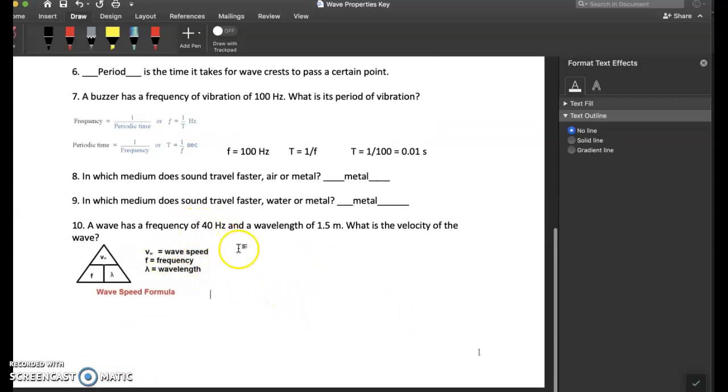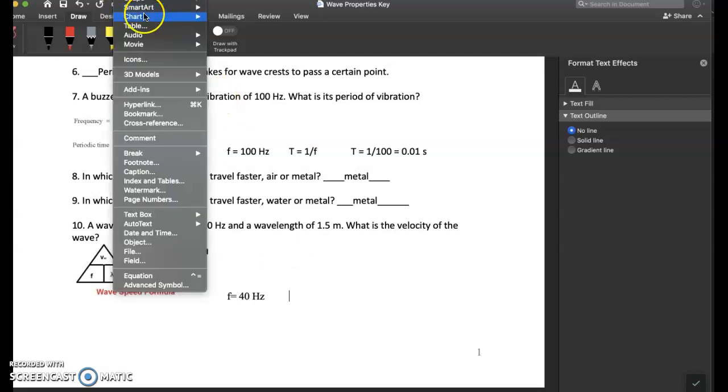A wave has a frequency of 40. Okay, so that's what I got here. Frequency is equal to 40 hertz. Wavelength, which is lambda. Ooh, probably don't know how to put a lambda in. Let's do it this way. I'm just going to insert a symbol here.